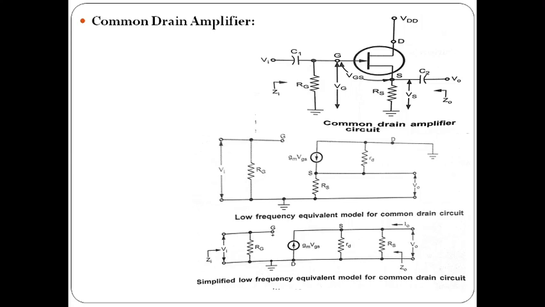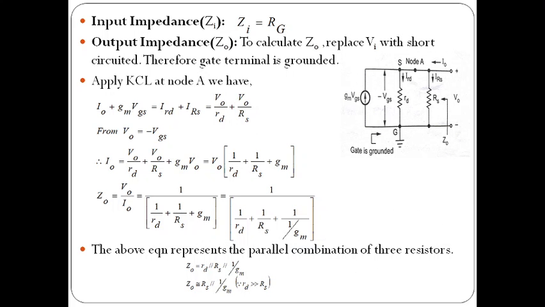In this, the resistance RG is connected between the gate and drain or source, because this is connected to ground. The current passing here equals gm into Vgs, the dynamic drain resistance is Rd, and Rs is the source resistance. Output is taken between the source and drain. Yes, this is the equivalent model of the common drain amplifier. Clear? And next, we need to calculate the input impedance.